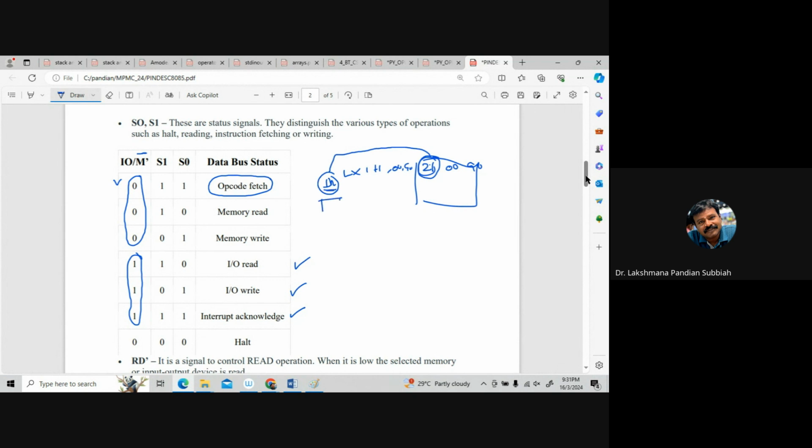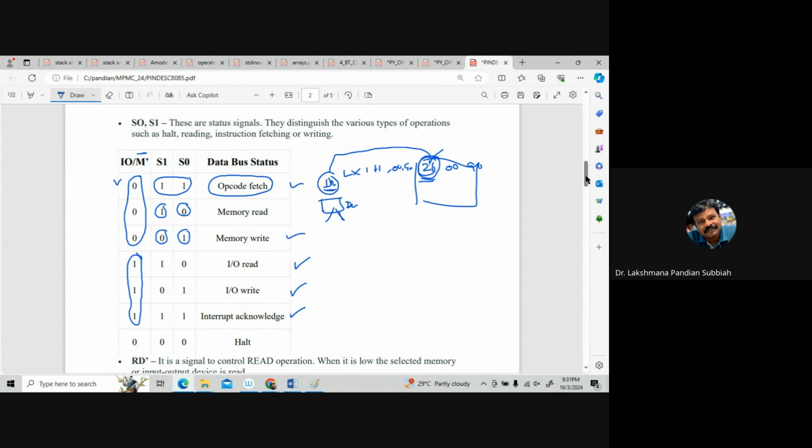Then we have the instruction decoder, which gives the signals for what micro operation we are going to do for that LXI H, right? Now here S1 and S0 are both 1 for opcode fetch. For memory read, S1 is 1 and S0 is 0. Then for memory write, it is 0 and 1, right?